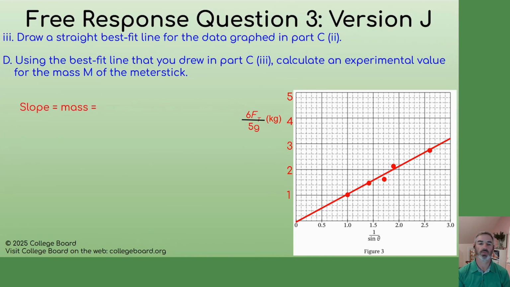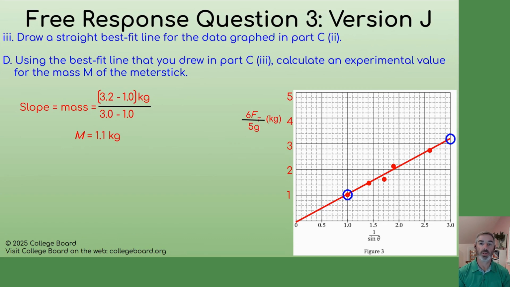So all we have to do is pick 2 points, and we have 3.2 in the vertical and 3 in the horizontal. And I'm going to pick 1, 1 as well. And then we know that the unit for 1 over sine theta, there is no unit, but the unit on the numerator is kilograms. So when we solve that, we get a mass of 1.1 kilograms.